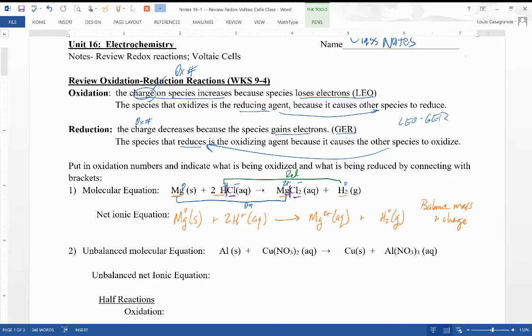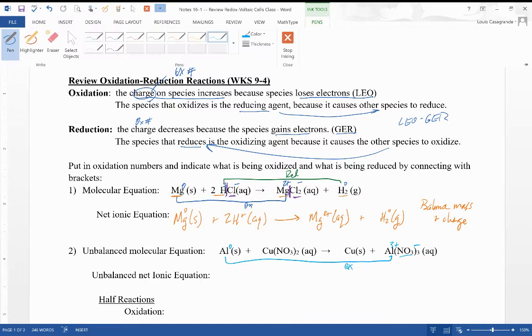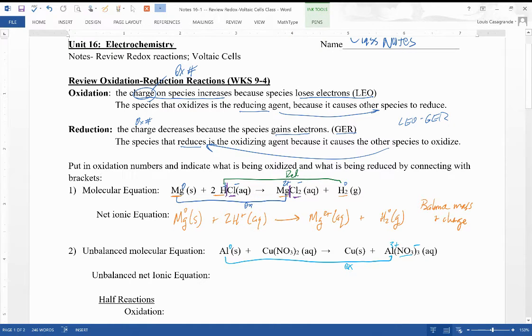So what do we have going on here? The aluminum starts off in the 0 state, and on the right side, the aluminum goes into the 3+ state because the nitrate is a -1, and so we need 3+ aluminum to balance out those 3 nitrates. So the aluminum is being oxidized. Meanwhile, let's look at the copper.